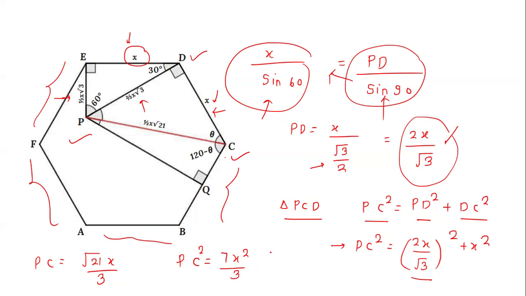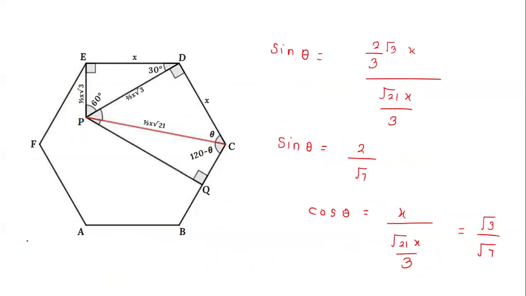So from here you can find PC square as 7x square by 3, and after simplifying you can find PC as root 21 times x divided by 3. So now we know the PE value, we also know this PC value, and this PD value we also know. So now let's move further.